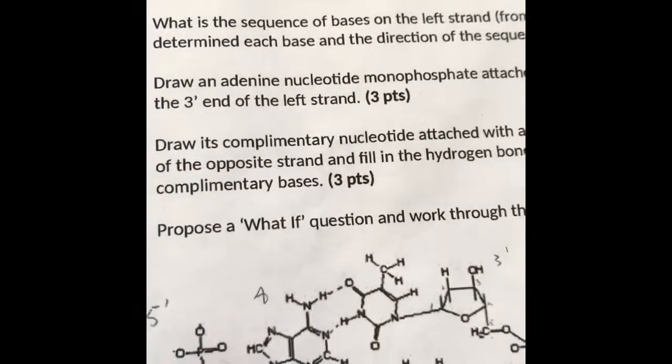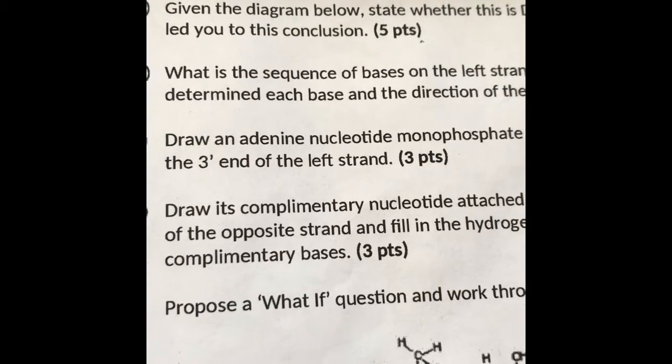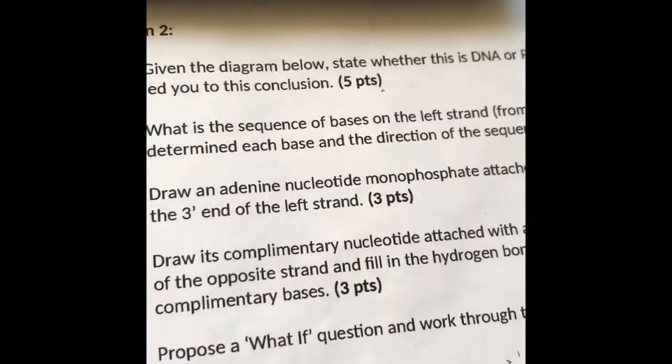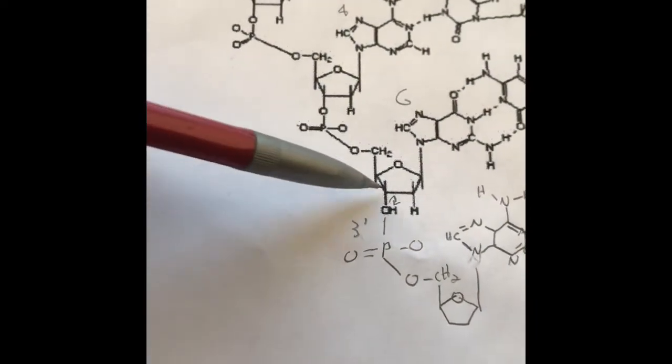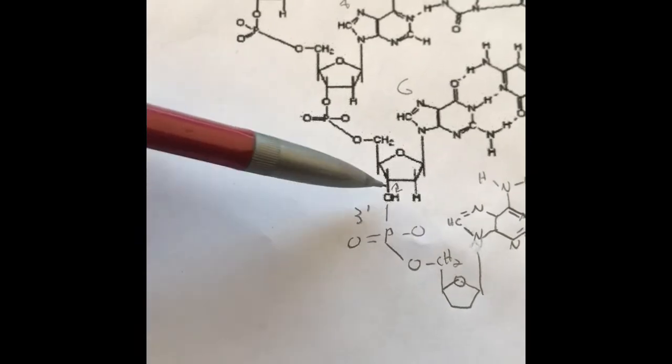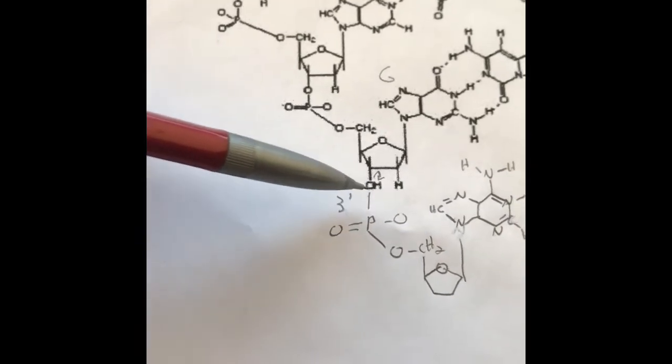Question 2. So draw an adenine. For 3, we have draw an adenine nucleotide monophosphate attached with a phosphodiester bond to the 3' end of the left strand. Alright, so basically I drew this out over here. We have to draw from our 3' end. This H would leave in solution and it would connect and create this phosphodiester bond here.